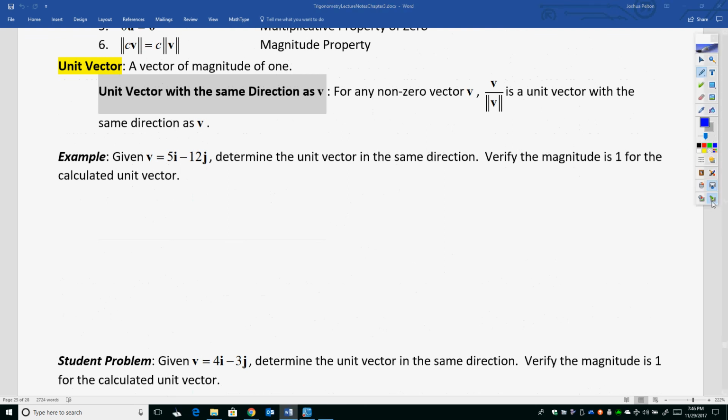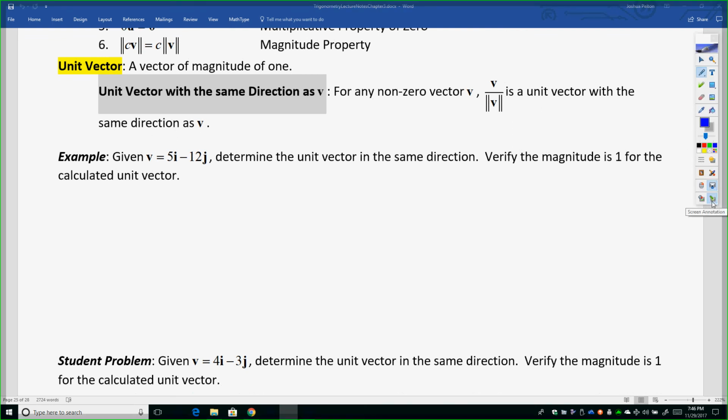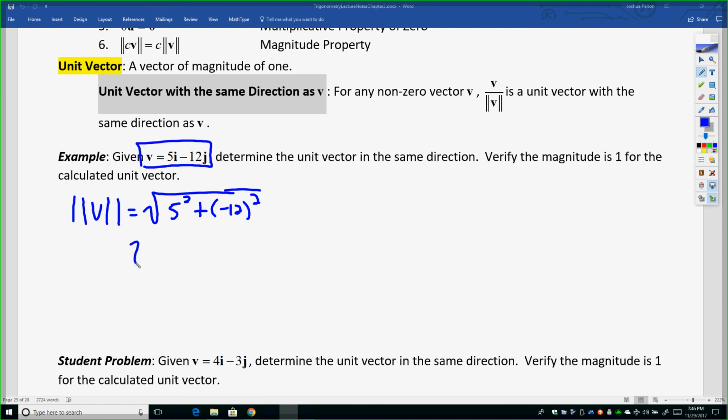Okay, so if I take any vector and divide it by its length, it becomes 1. Because if the length is 50 long, I divide by 50, I get 1. If the vector is 13 long, I divide by 13, it's still 1. So I take the magnitude. So that's 5 squared plus negative 12 squared, coming from the vector. I get 25 plus 144, which is 169, which is 13.